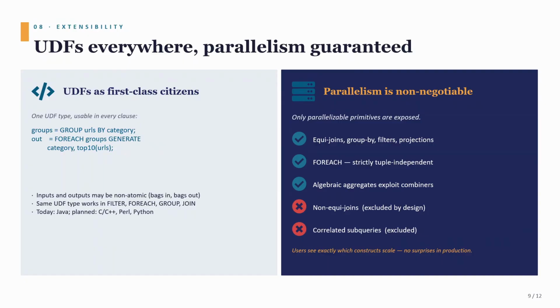Only operators that can scale efficiently in a distributed system are allowed. Operators like equi-join, grouping, filtering, and projection are supported because they parallelize well in Hadoop. However, Pig intentionally excludes non-equi joins and correlated subqueries because they are difficult to scale efficiently. So overall, Pig balances flexibility and scalability by allowing custom logic while still ensuring reliable parallel execution. So let's move to the next slide.